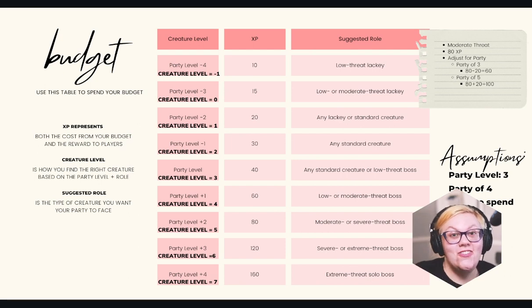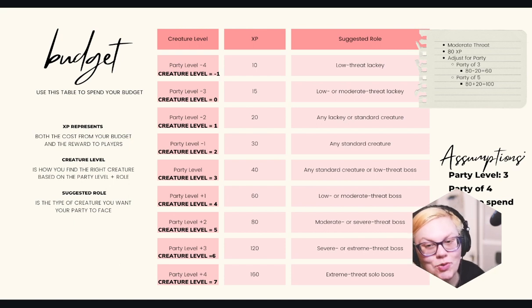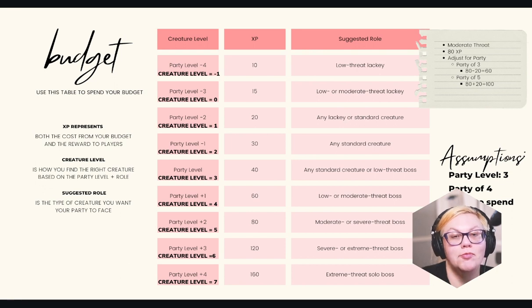But the nice thing is it's still the same level of threat. It might feel a lot more engaging and like there's a lot more pressure because you're splitting your focus to take care of these things. But overall, it's actually the same encounter as if we just wanted to have a single bad guy. So 80 experience points, that's a moderate or severe threat boss in this case, which would be the equivalent of party level +2, so a creature of level 5 in this scenario.